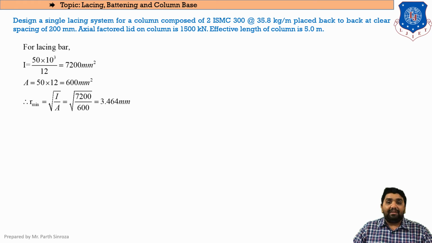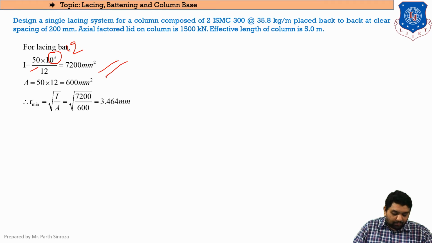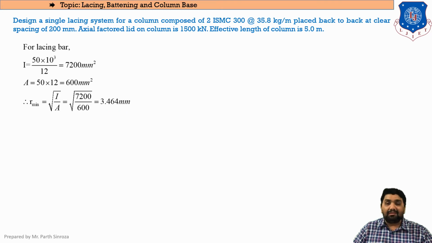So first of all, we will be finding the moment of inertia. For a rectangular section, the moment of inertia is always BD cube by 12. So this was our B, this was our D, this is 12. Keep in mind, this is a printing mistake here. So the value comes out to be 7200 mm square, and the area of it comes out to be 600 mm square. Clear? So the minimum radius of gyration in this case comes out to be 3.464 mm. This is one thing.